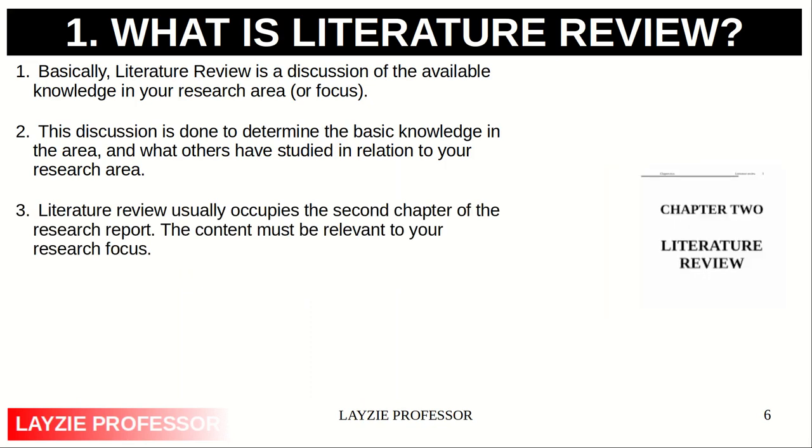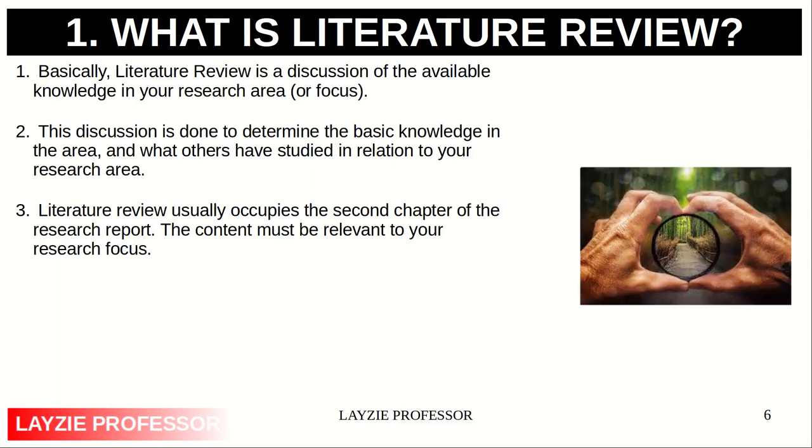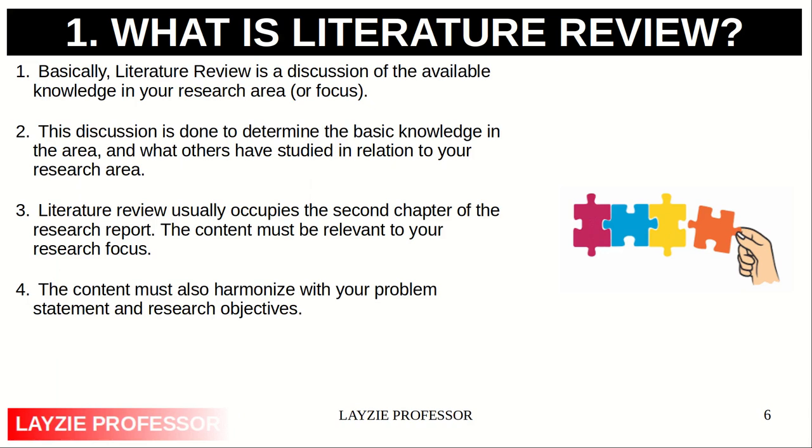Usually, literature review generally occupies the second chapter of the research report. For most universities, it's like that. So your second chapter, or chapter 2, would focus on literature review. And the content of what you put in there must be relevant to the focus or the research direction that you have taken. The content must also harmonize with the problem statements in your first chapter, and also your research objectives in your first chapter. They must all agree with each other.